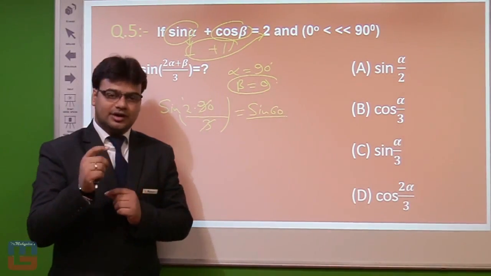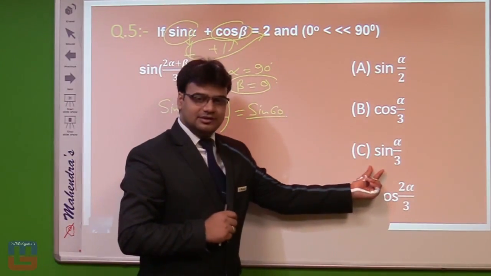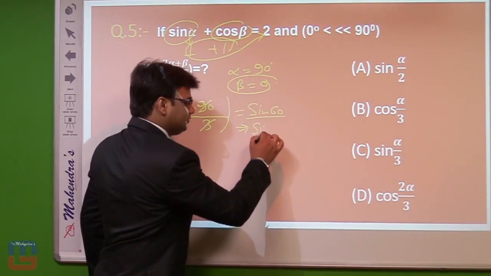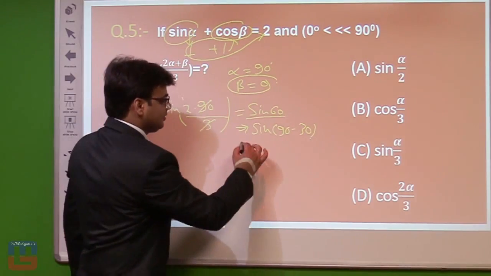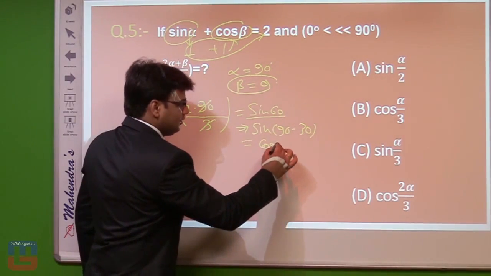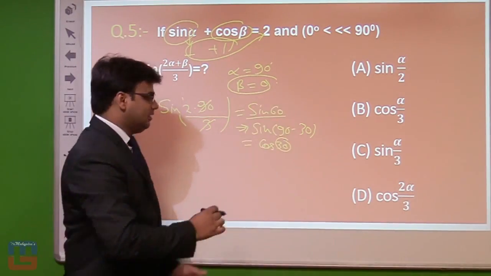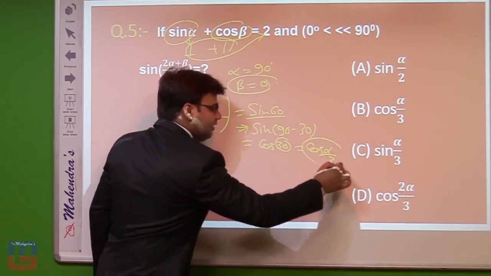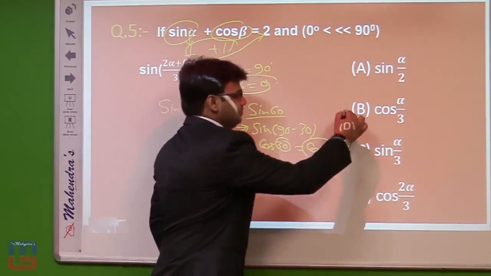That means we write as 2/3 of alpha, that means sin. Here it is not allowing the form sin 2 alpha by 3. So we convert sin 60. We write as sin of 90 minus 30. That means cos 30, which is 1/3 of alpha. That means we check it, cos alpha by 3. We see it is available in our second option, so the correct option is B.